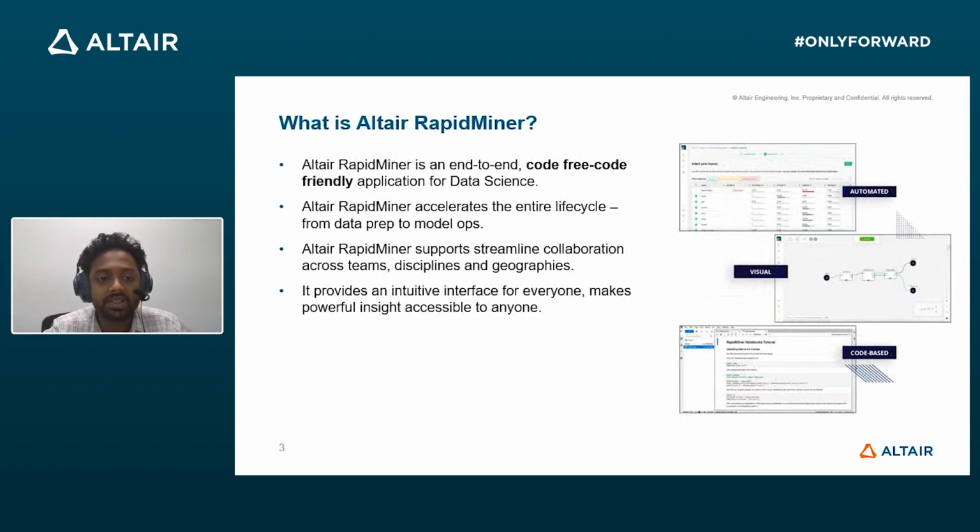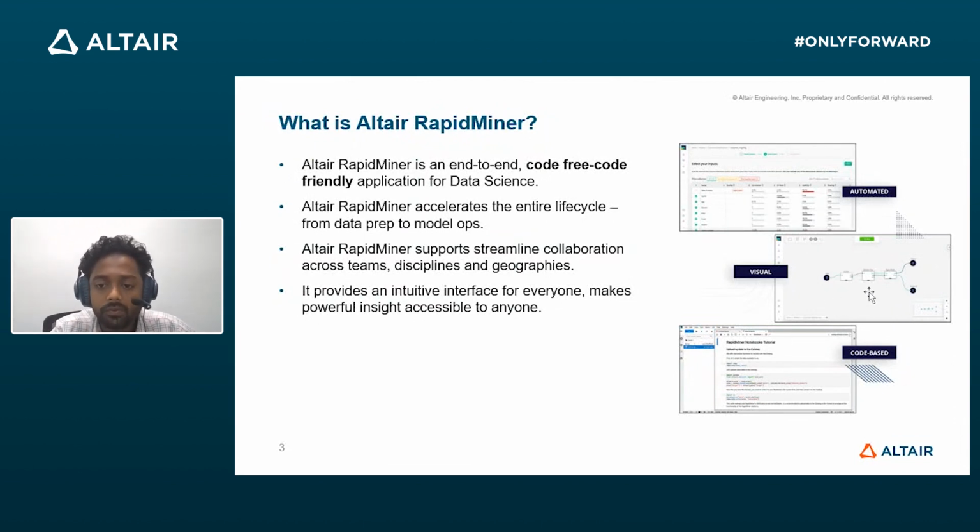So first of all, what is Altair RapidMiner? Altair RapidMiner is an end-to-end code-free, code-friendly application. So basically, you have an automated tool with which you can do auto ML. So you basically need not write any code. You can just use the auto ML, and then the entire analysis is built for you, and you can do all the predictions just using auto ML.